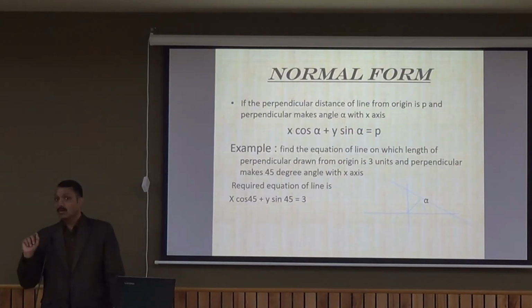Now we are coming to normal form. What is the normal form? x cos alpha plus y sin alpha is equal to p. What is p and what is alpha? p is the perpendicular distance from the origin. And alpha is the angle made by the perpendicular with the x-axis. It is a very important thing, because here we are not given anything about the line, but we know everything about the perpendicular drawn from the origin on the line. So x cos alpha plus y sin alpha is equal to p.